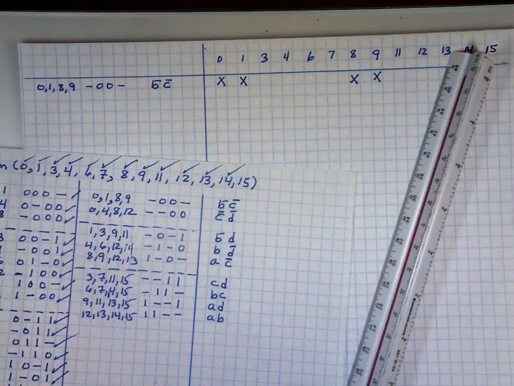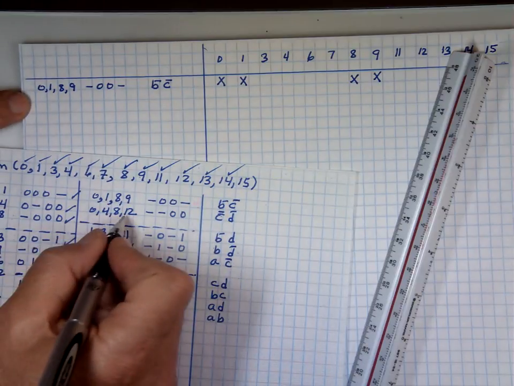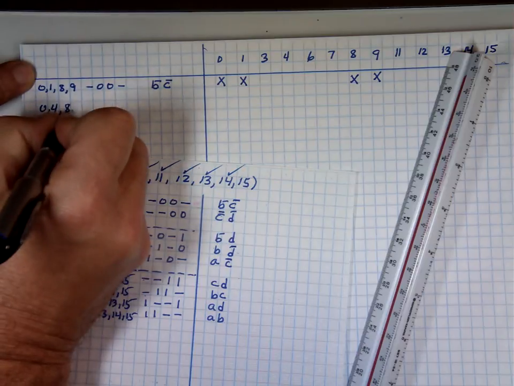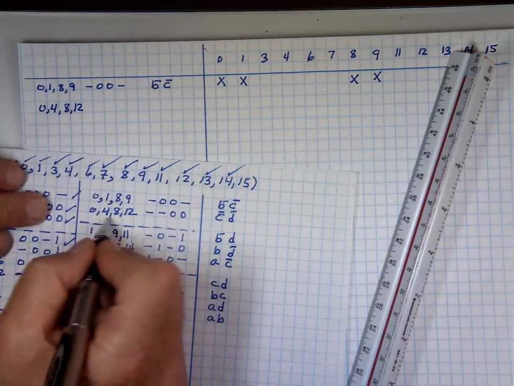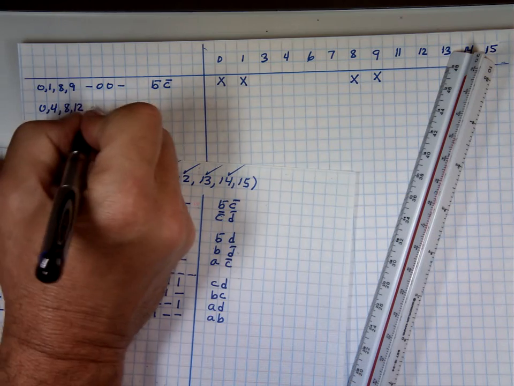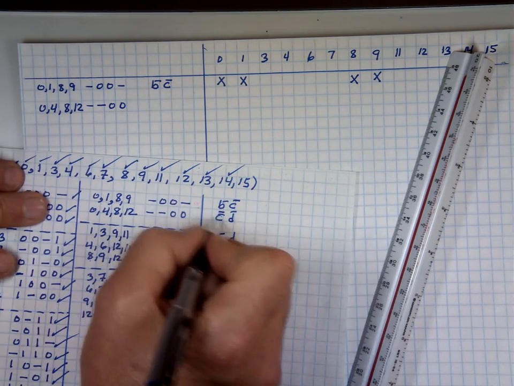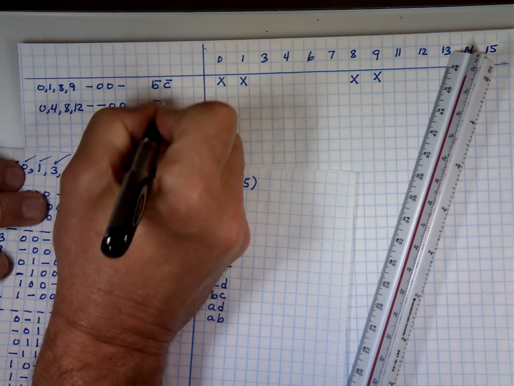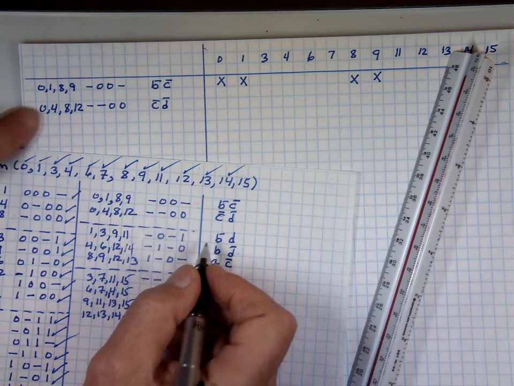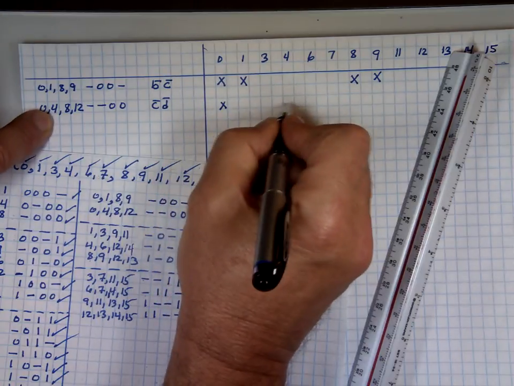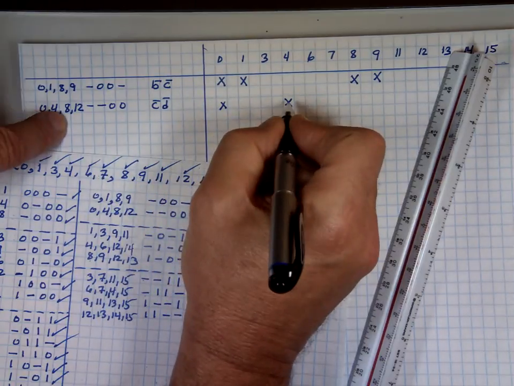Then next one, 0, 4, 8, 12. Dash, dash, 0, 0. And that's C bar, D bar. Again, that covers 0, 4, 8, and 12.